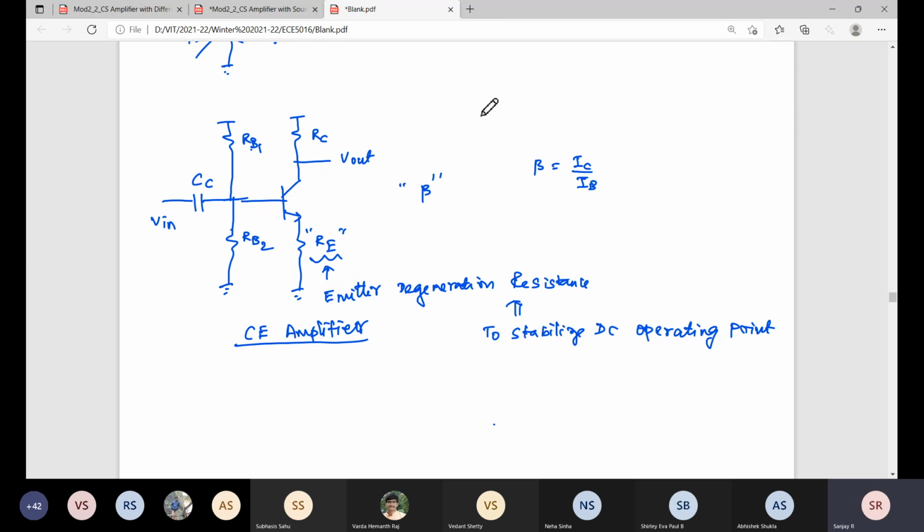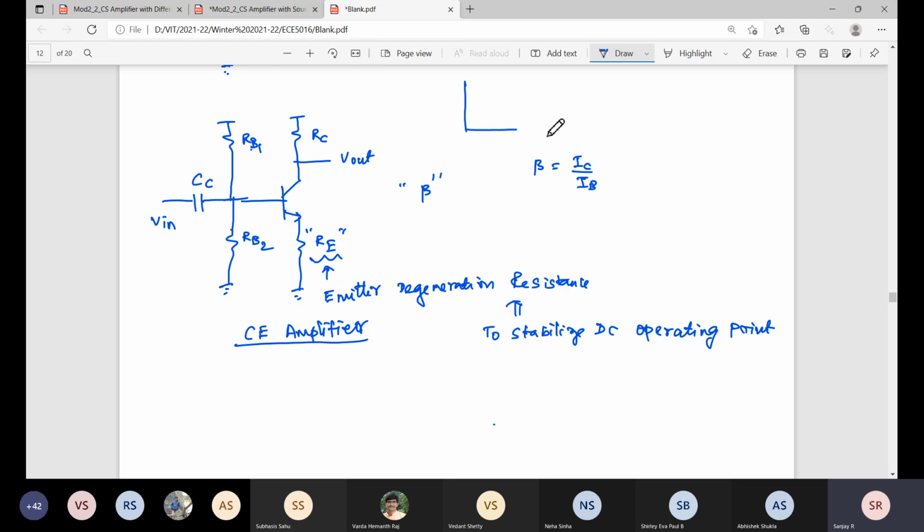Beta is not always constant; the beta behavior is like this. So you can see we cannot fix it at one point, there is some variation, so beta will vary. So we cannot fix the operating point. To fix it, we can introduce some negative feedback. You can see this emitter degeneration, it is a negative feedback.